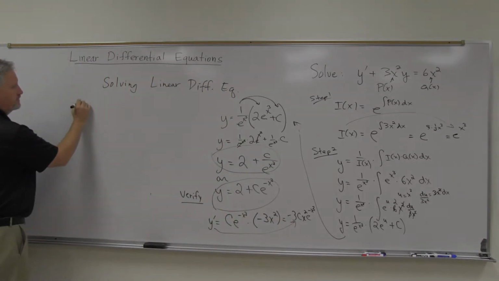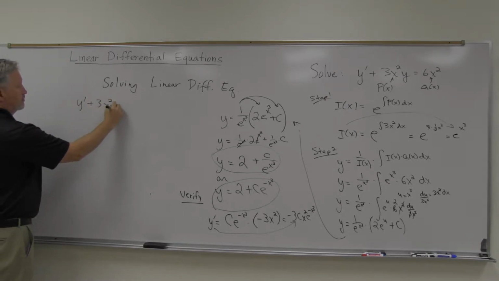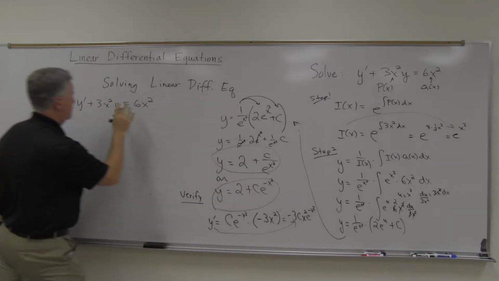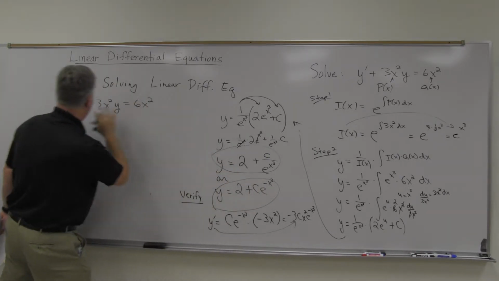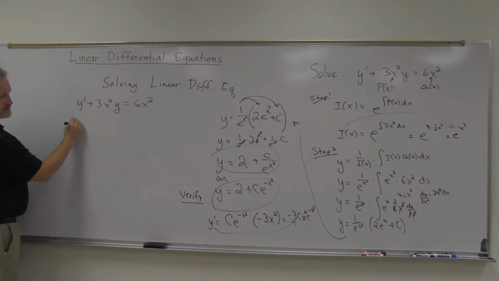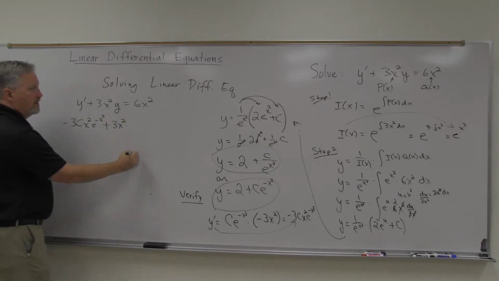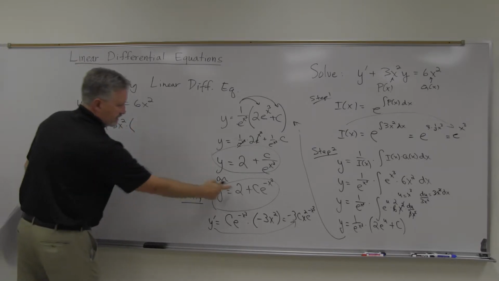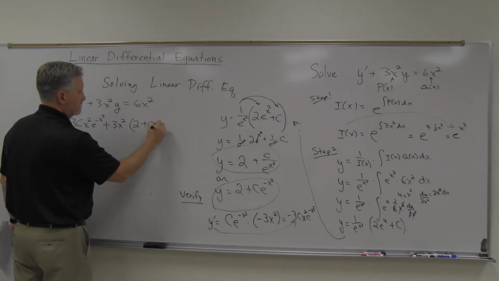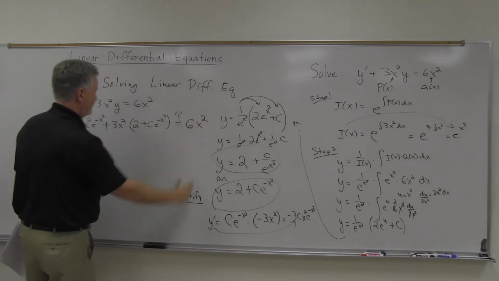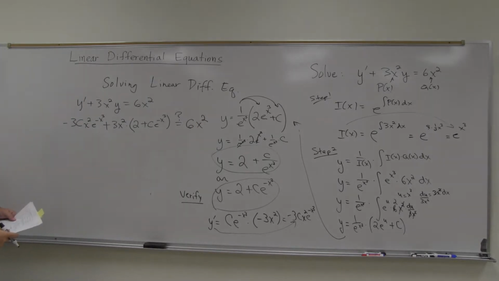So here's the original equation. I want to verify that these are solutions, so I'm going to plug in the y to be that, and then the y prime to be that. So that's minus 3c x squared e to the minus x cubed plus 3x squared times y. So y is 2 plus c e to the minus x cubed. So all that, does that come out to be 6x squared? Let's hope so.